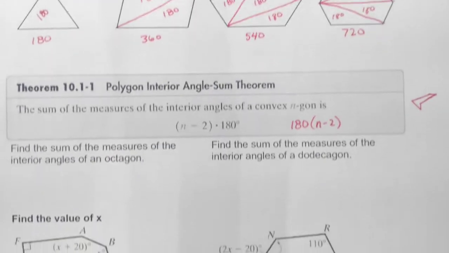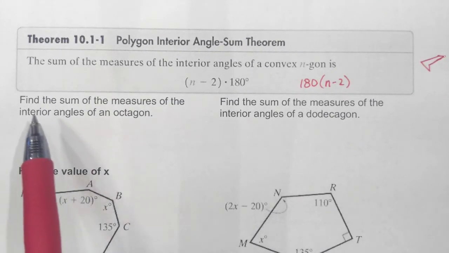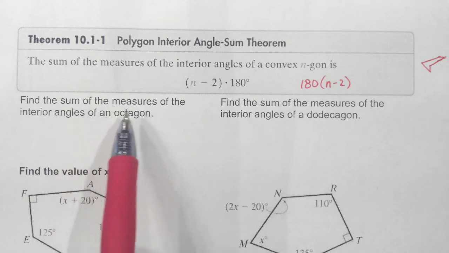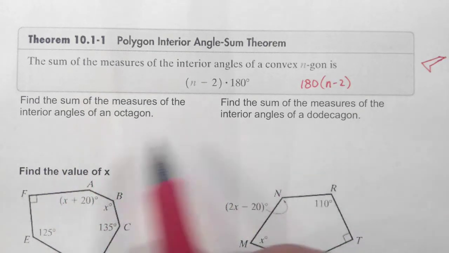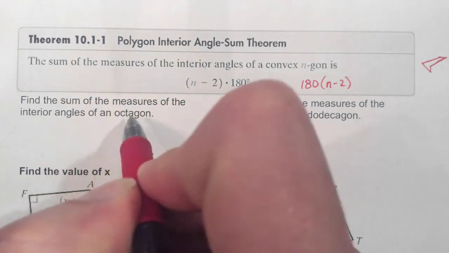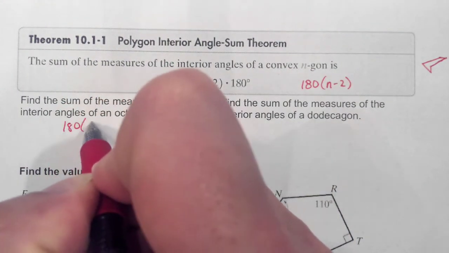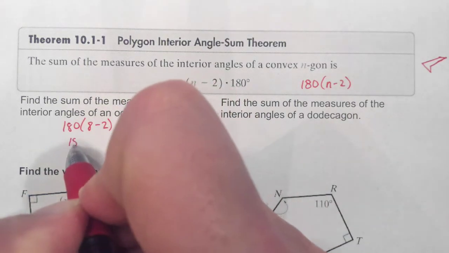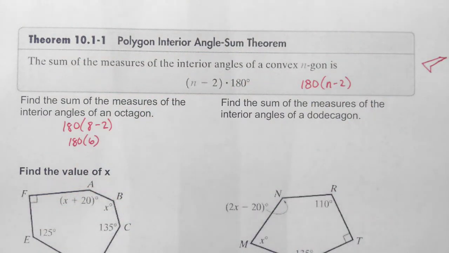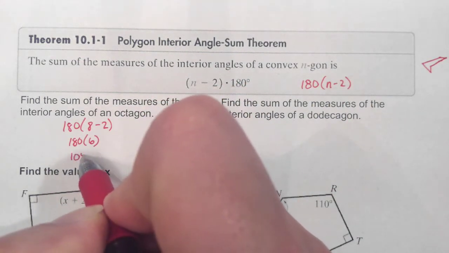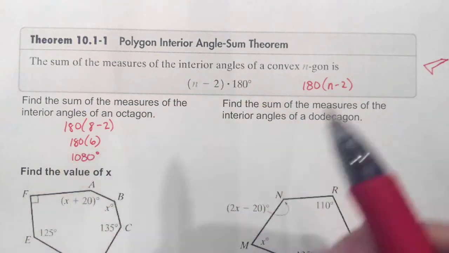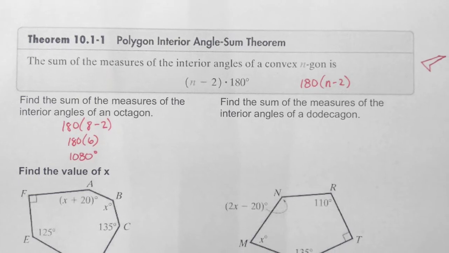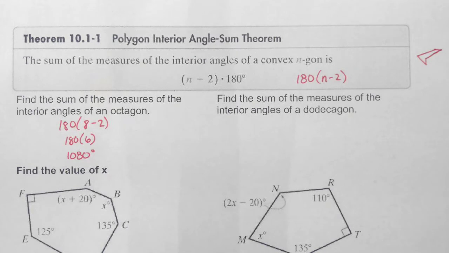So that's a pretty good formula, not too hard to remember, and easy to apply as well. It says find the measure of the interior angles of an octagon. I already kind of told you that above, but an octagon has 8 sides. So you plug it into the formula, 180 times 8 minus 2. PEMDAS would say do your parentheses first. So you've got 180 times 6, and 180 times 6 is 1080 degrees. So if you add up all the interior angles of any convex octagon, it's going to be 1080 degrees.